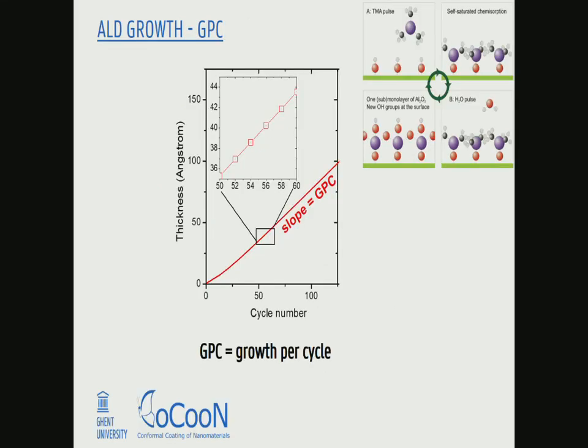You can see here this as a function of the number of times that you have gone through this ALD cycle. After 1, 2, 3 cycles, every time you're adding a little bit of film, and you can measure this film thickness. Normally this is a nice linear curve, because every cycle you're adding the same amount of material, and the slope of this linear curve you call the growth per cycle. This is the typical measure that you will find in ALD literature for the growth rate of your film.